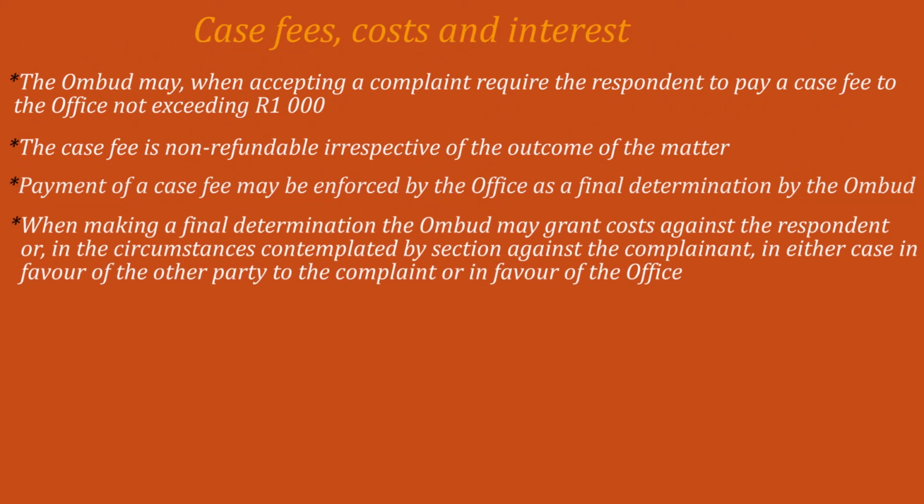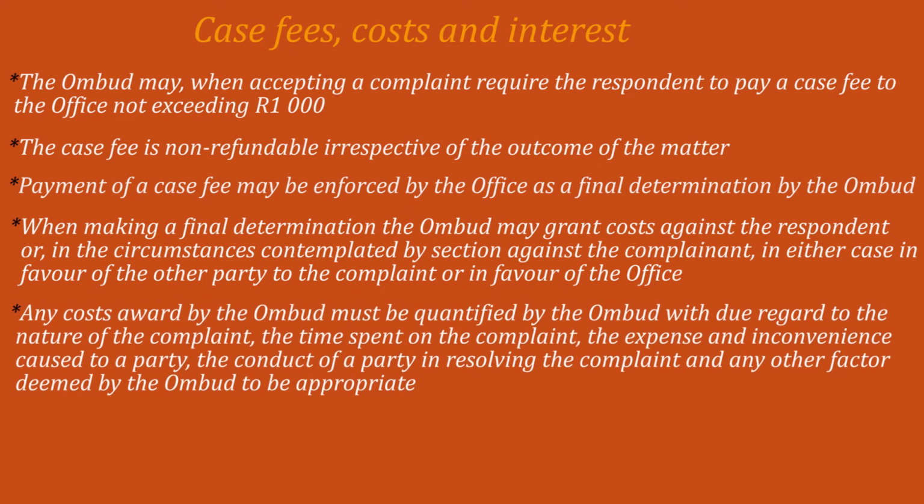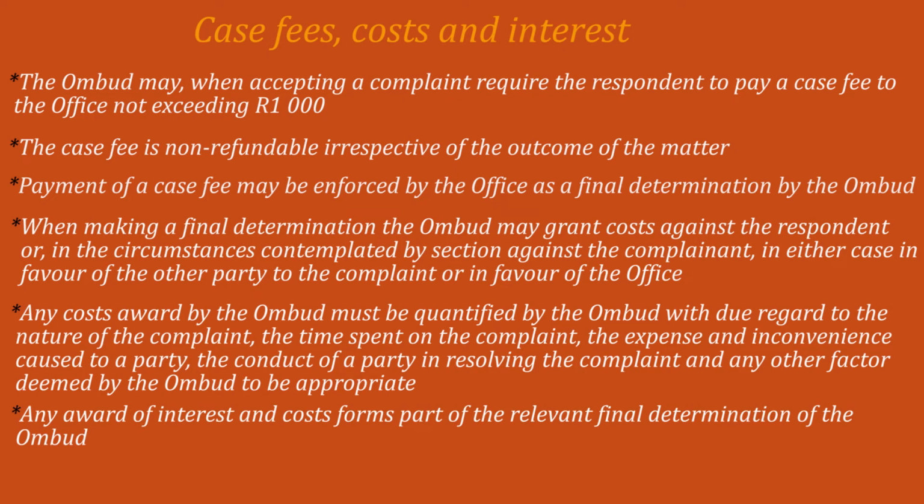When making a final determination, the ombudsman may grant cost against the respondent, or, in the circumstances contemplated by section, against the complainant, in either case in favor of the other party to the complaint or in favor of the office. Any cost awarded by the ombudsman must be quantified by the ombudsman with due regard to the nature of the complaint, the time spent on the complaint, the expense and inconvenience caused to a party, the conduct of a party in resolving the complaint, and any other factors deemed by the ombudsman to be appropriate. Any award of interest and cost forms part of the relevant and final determination of the ombudsman.